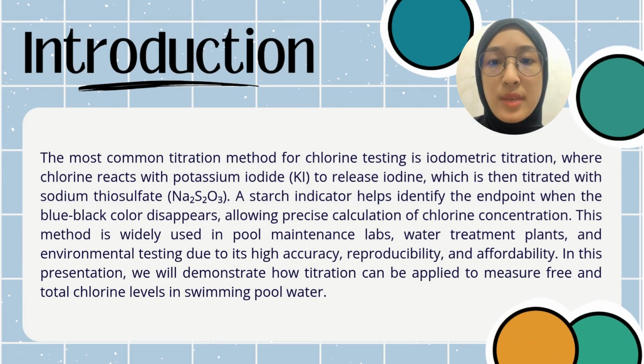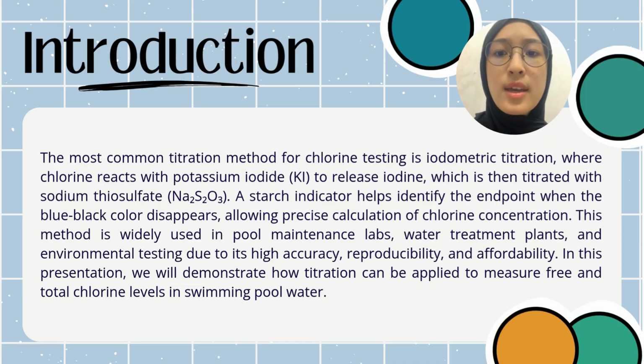The most common titration method for chlorine testing is iodometric titration, where chlorine reacts with potassium iodide to release iodine, which is then titrated with sodium thiosulfate. A starch indicator helps identify the endpoint when the blue-black color disappears, allowing precise calculations of chlorine concentration. This method is widely used in pool maintenance labs, water treatment plants, and environmental testing due to its high accuracy, reproducibility, and affordability. In this presentation, we will demonstrate how titration can be applied to measure free and total chlorine levels in swimming pools.